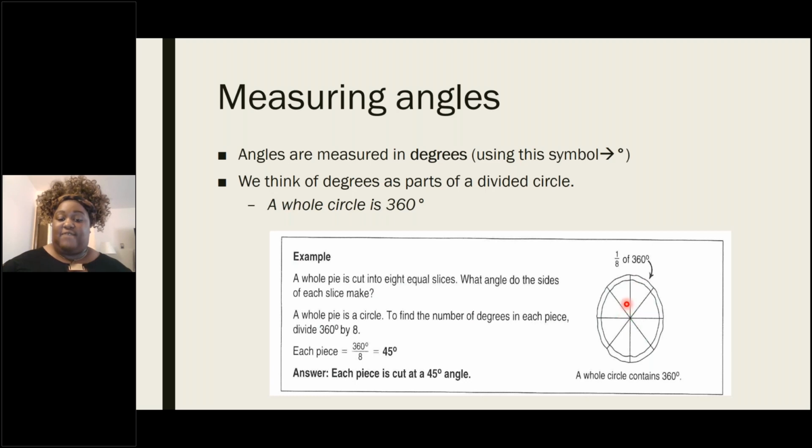And a way to check that: if I put 45 here and added it 8 times, I should get 360. Okay, so I'm going to stop sharing my screen for a second. We're going to do a problem together.